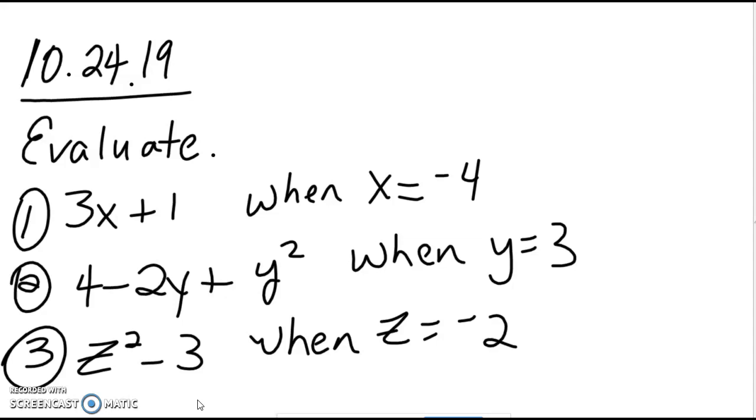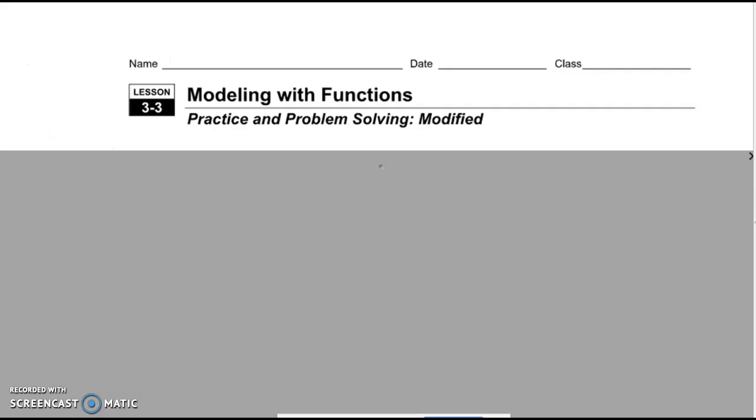Okay, so for each one of these, even though we only got one output, we have one domain, one range. The domain is what we let our variable equal. In number 1, it was -4. Number 2 was 3. And number 3 was -2. The range would be the output, what we got when that variable was a specific value. So hopefully that helps a little bit with your understanding of domain and range.